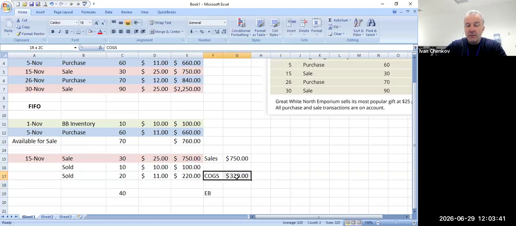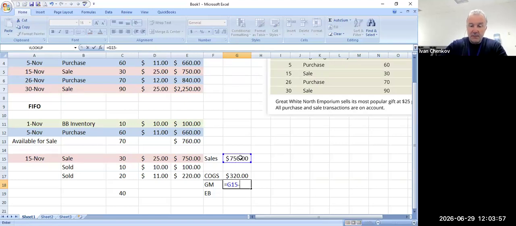Now I can calculate my gross margin right there. My gross margin from selling those 30 items for $750 and cost me 320. So my gross margin is 750 minus 320. $430 is my gross margin.